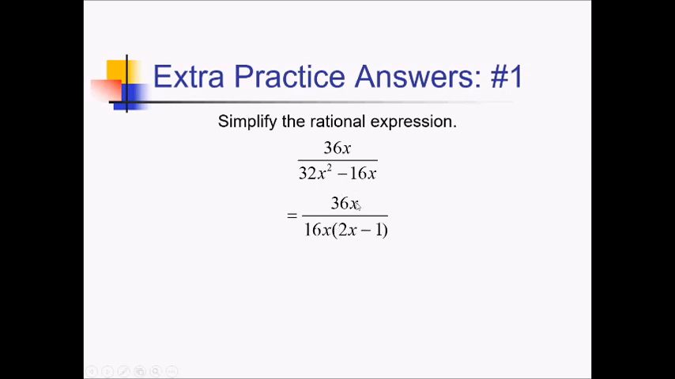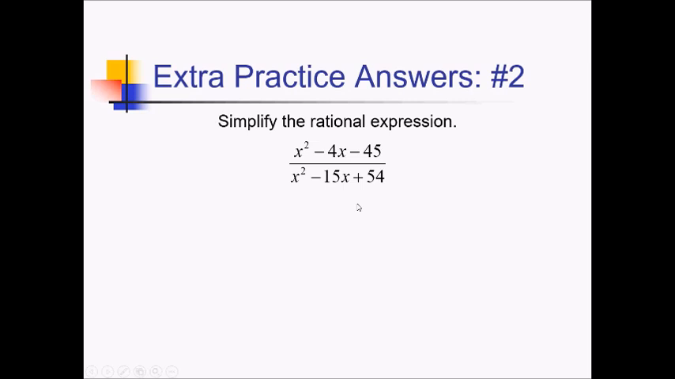So these x's outside the parentheses can definitely cancel. And then 36 and 16, I can reduce those. Those are both divisible by 4, so 36 becomes 9, and 16 becomes 4. And again, those x's got canceled. So we've got 9 over 4 parentheses 2x minus 1.